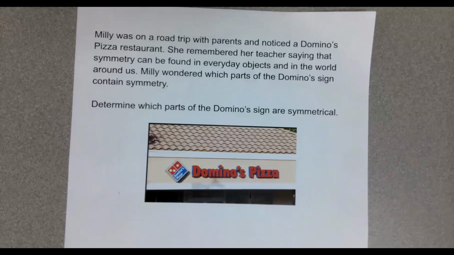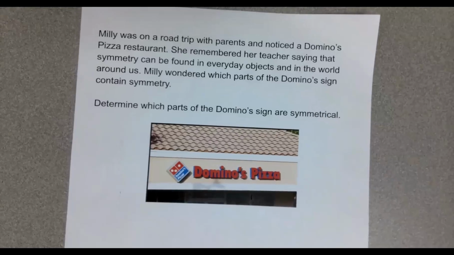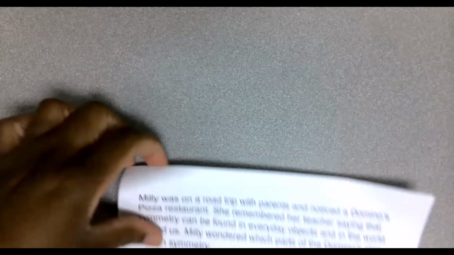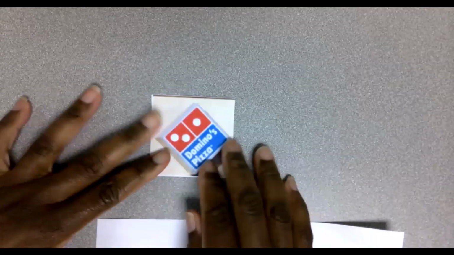Okay, so looking at this problem, I can see that the domino sign has several different elements. I need to determine if there are any parts that show symmetry. Okay, so I know symmetry is going to show two congruent parts or halves, and it's also going to show a mirror image on the other side. So first I want to look at just a square that has the actual domino on it. So I cut out a picture or a part of it, cut this part out.